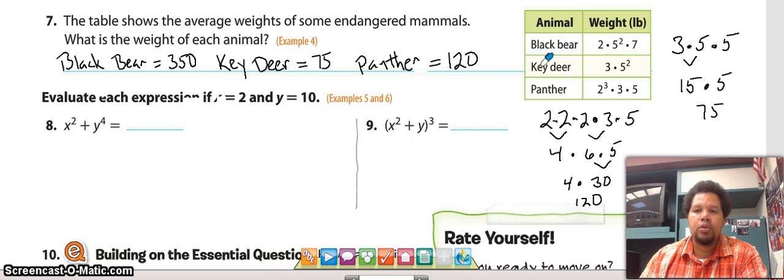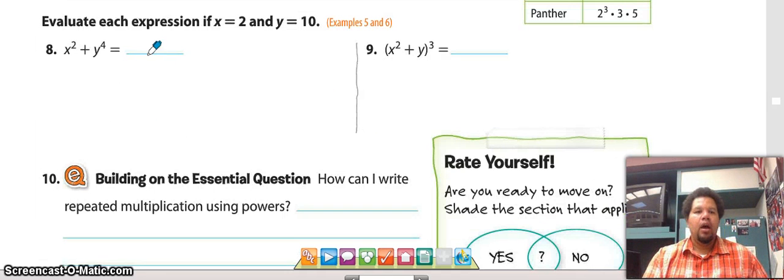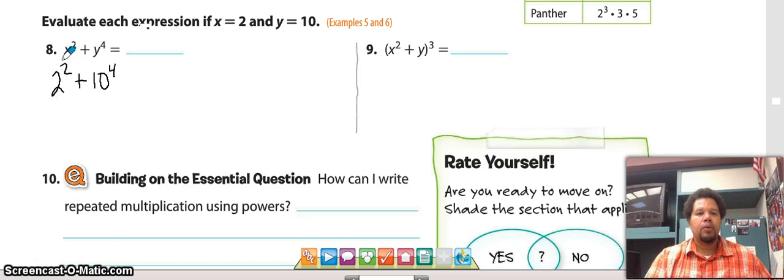So we use this table right over here. Now let's go on to these next problems. All right, so we want to evaluate these expressions if x equals 2 and y equals 10. So what we do is we're going to substitute 2 everywhere we see an x and 10 everywhere we see a y. Okay? All right, so now we get 2 squared plus 10 to the 4th.